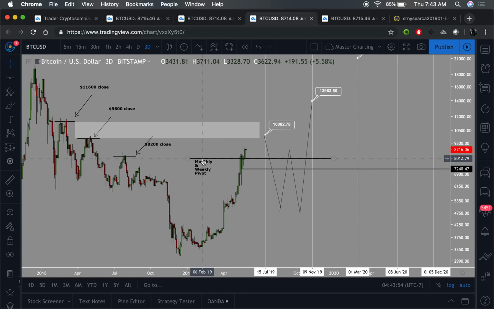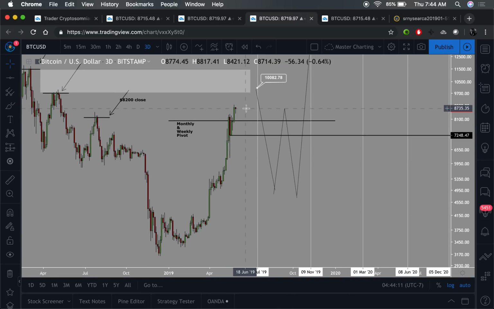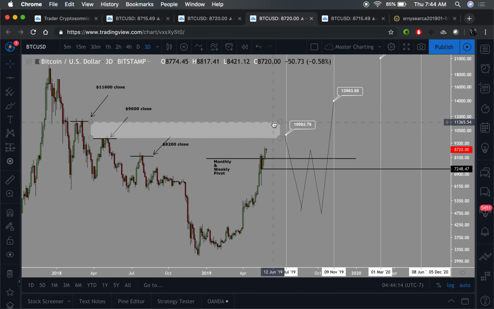This is the monthly and weekly pivot. You can see that prices have broken through that. On a 3-day chart, I still see no real sign of weakness, if you will. For the most part, I still see BTC aiming at higher prices, 10,000, maybe 12,000, as I stated before.